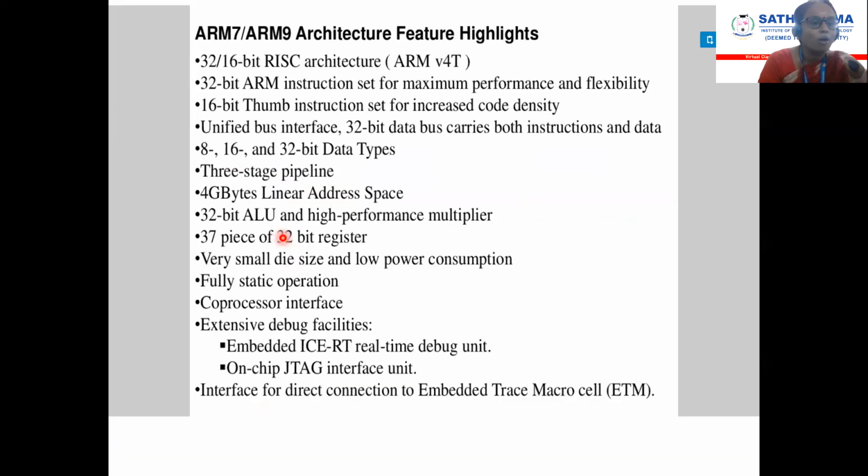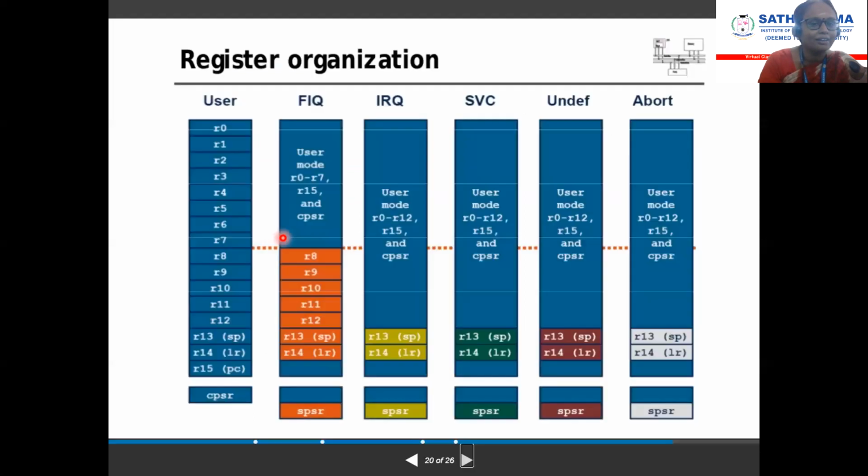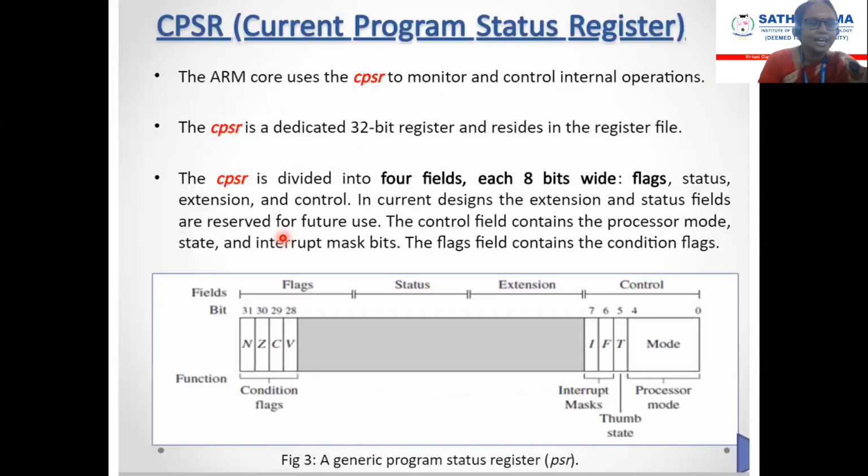Then the third question is ARM architecture. Three questions can be asked: ARM7 registers, ARM7 processor modes, and then ARM7 architecture. Three questions are there. So you kindly note it in your notebook. Are you clear or not? Yes, three questions are there.